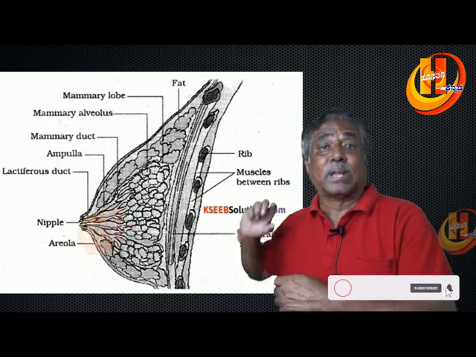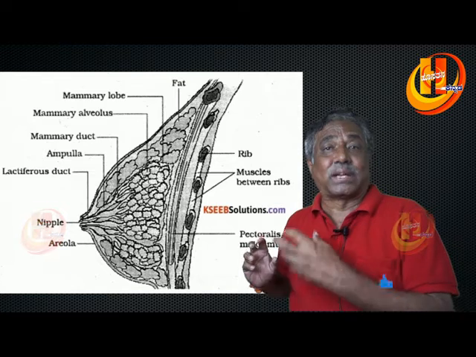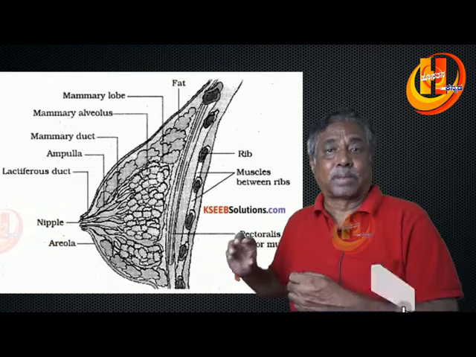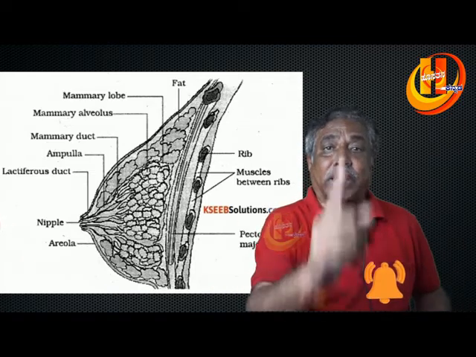Mammary glands consist of 15 to 20 mammary lobes. Next to the mammary lobes, alveoli secrete milk.